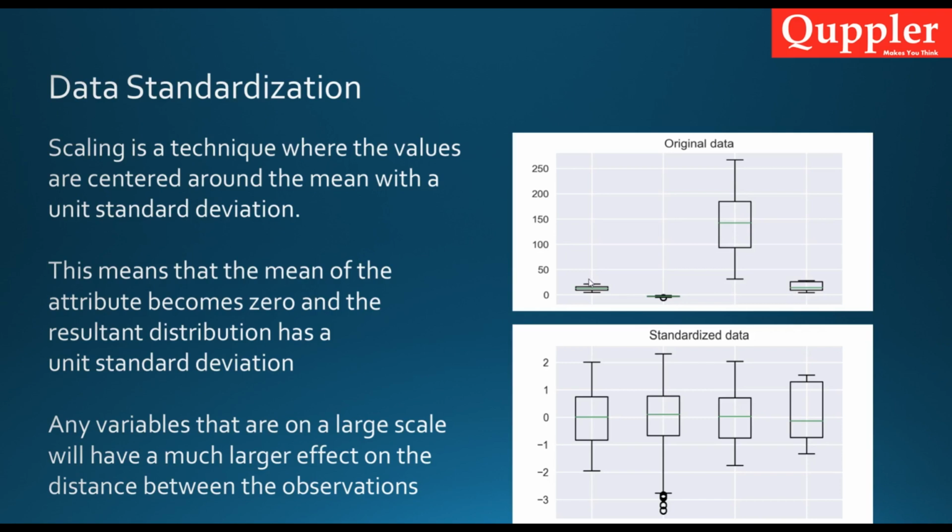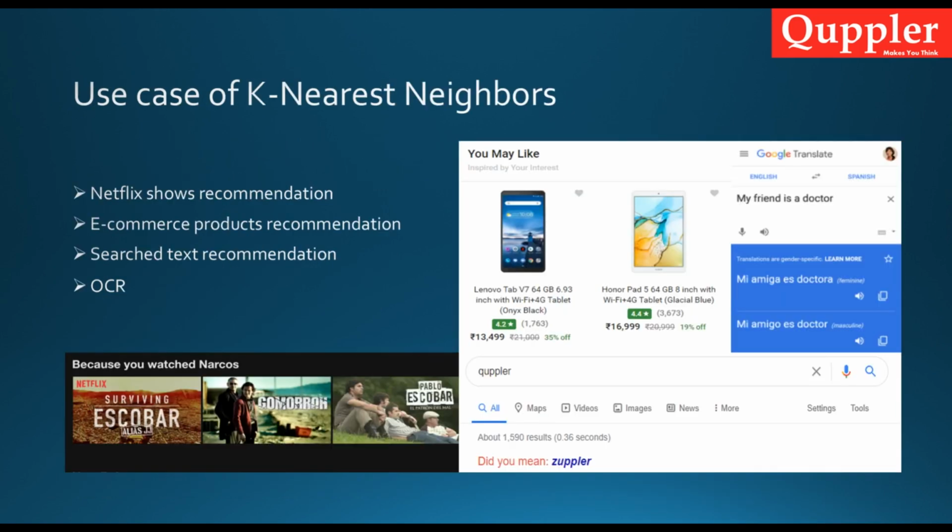To solve this problem statement and make this data standardized, we always have to do scaling for our data, which will be centered around the mean value. On that basis we're going to standardize our data to feed it to our model. So this is what we call data standardization. Now let's move ahead and see the different use cases of k nearest neighbor.